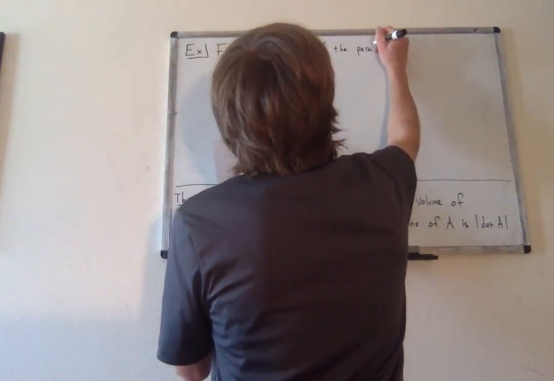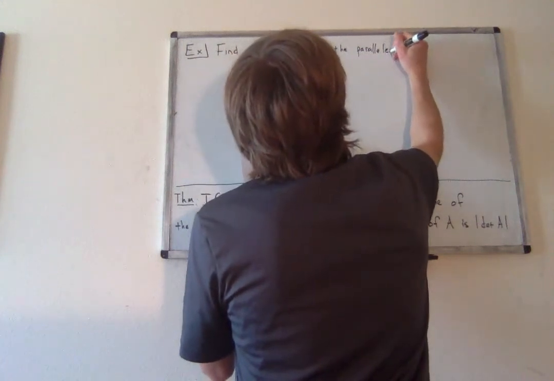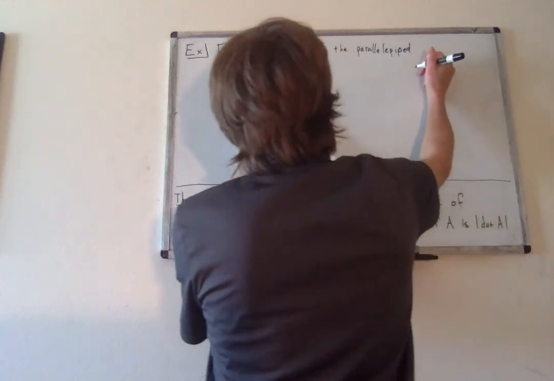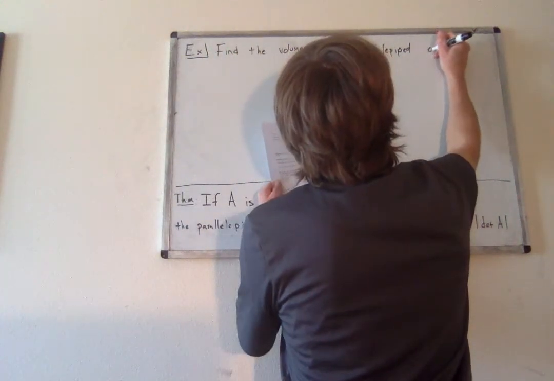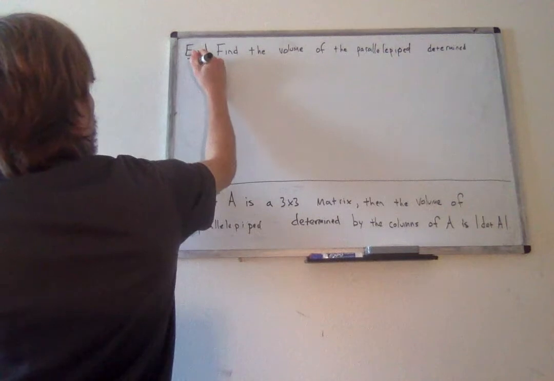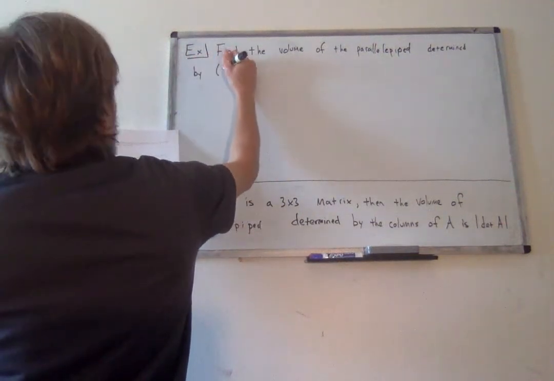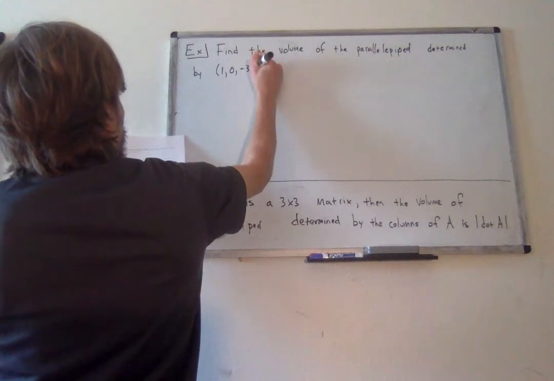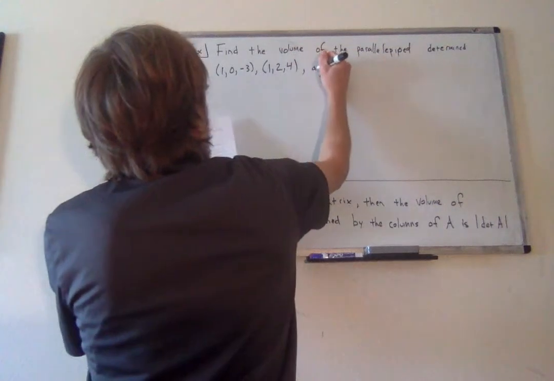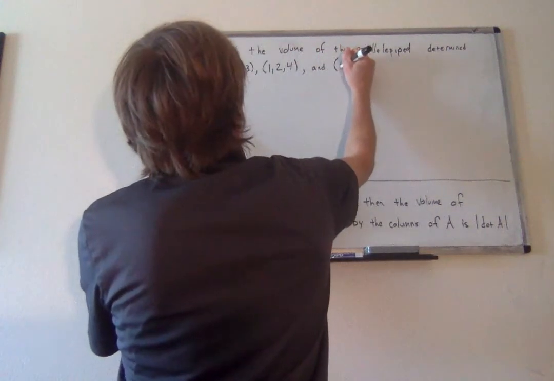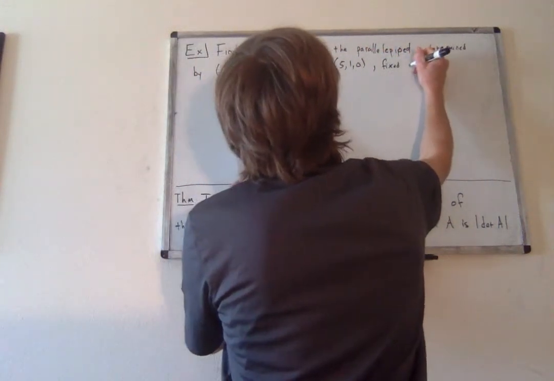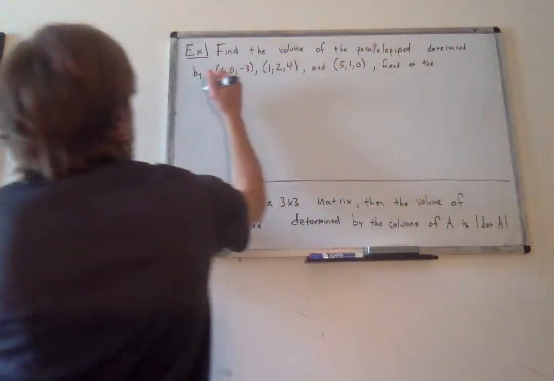Find the volume of the parallelepiped determined by the columns of A, or determined by the points (1, 0, -3), (1, 2, 4), and (5, 1, 0), and we'll say fixed at the origin.